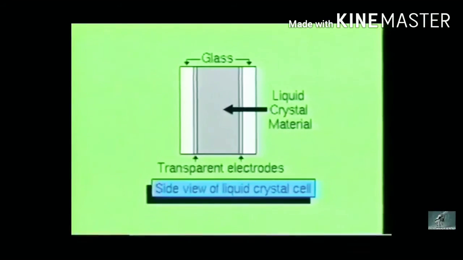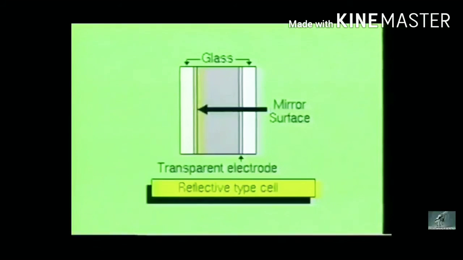Side view of liquid crystal cell. Outer part is of glass, and the transparent electrodes are placed, insulated from each other using liquid crystal material. In a transmittive type cell, both electrodes are of transparent material, but in a reflective type cell, one is of transparent electrode and the other is of mirror surface.